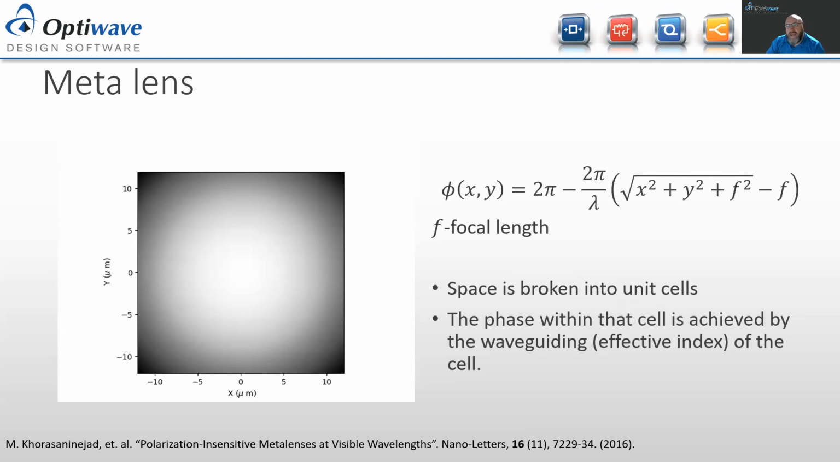The idea of a metalens is to break this lens up into cells. Each of those cells has to have an effective index that would match this expression. Then what we do is we determine what to populate into that cell in order to get that effective index.